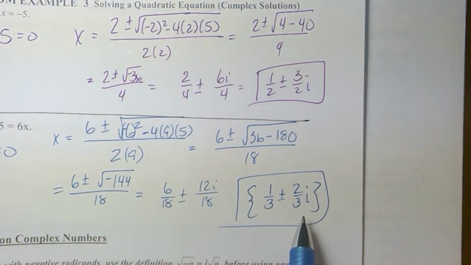Notice I don't keep i in that numerator. Typically I think of that 2/3 as a coefficient because my form is a plus bi. a is 1/3, b is 2/3.